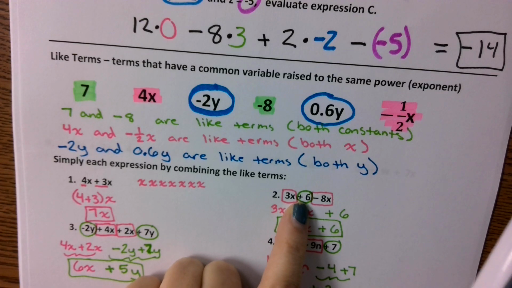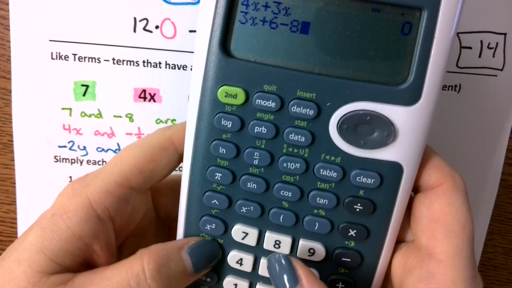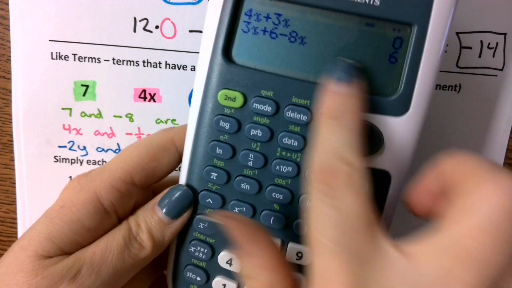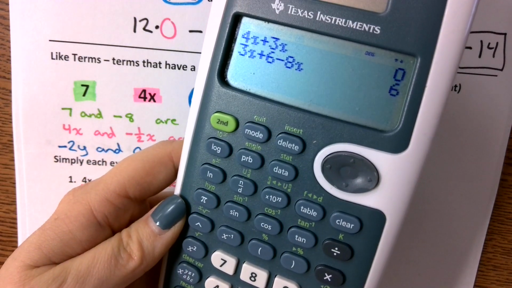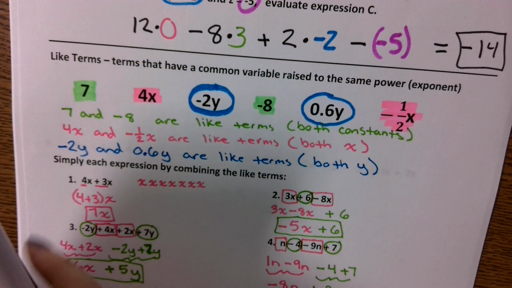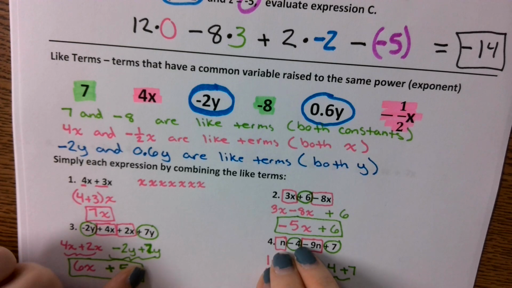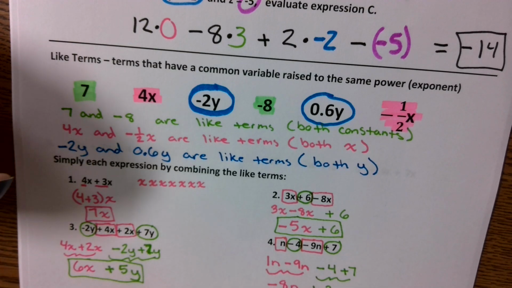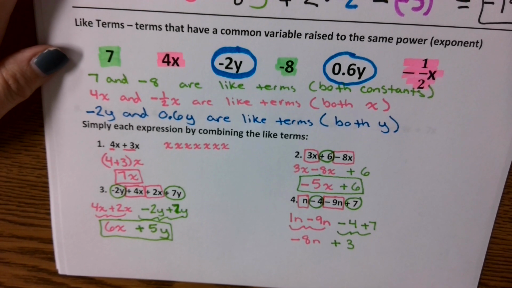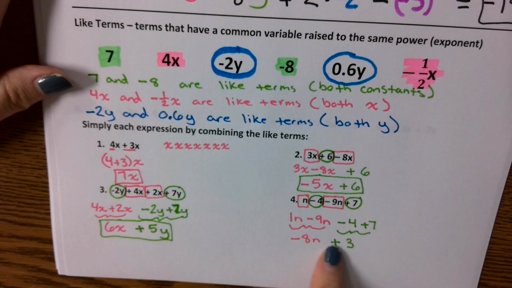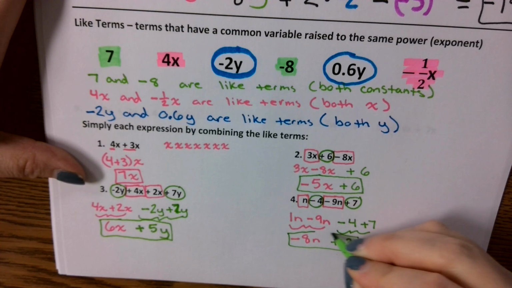So if I do 3x plus 6 minus 8x, it's going to make all of my variable terms come out to 0, and then it's only going to leave me with my numbers. So you need to be mindful of that. Do not type letters into your calculator. It will not work it out for you. You need to understand how to combine those like terms yourself. Okay, so problem number 4, we got negative 8n plus 3 as our final answer.